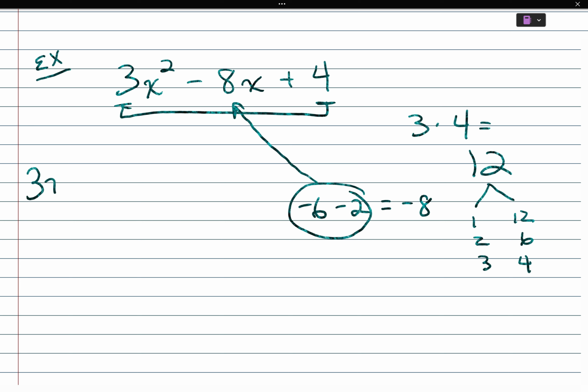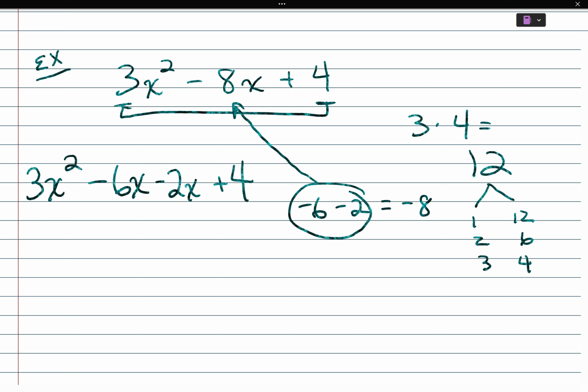So again, we have 3x squared, and I write the end term, the constant, the 4, and I'm going to rewrite the negative 8x with the numbers I've just found. Negative 6, and don't forget the x, negative 2, don't forget the x. And now I'm just going to group them.